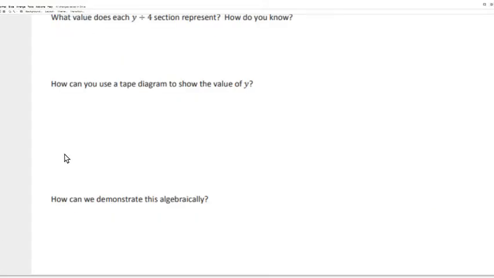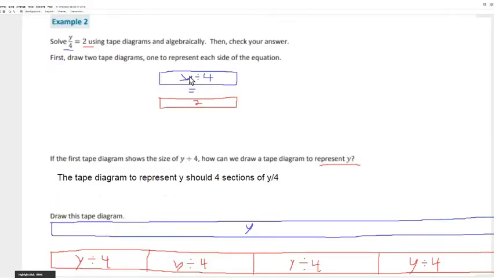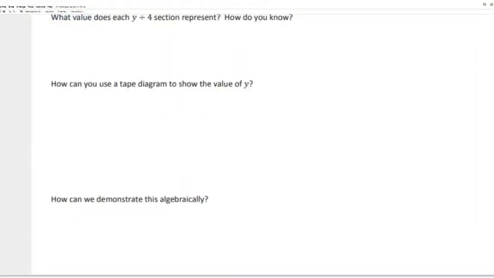The next section says, what value does each y divided by 4 section actually represent? And how do you know? Well, based on our first tape diagram, each y divided by 4 section here represents 2. So it says here, what value does y divided by 4 section represent? It represents 2. And now how do we know that? We know that from our first tape diagram. So let's go ahead and just type that in.